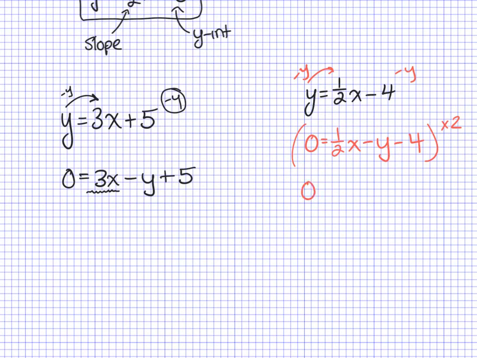So 0 times 2 is still 0. A half times 2 is 1. Negative y times 2 is negative 2y. And negative 4 times 2 is negative 8. Then this would be your standard form. So I just took this and converted it into this, basically just to make it look nicer, because it looks way nicer than starting your standard form off with a fraction.